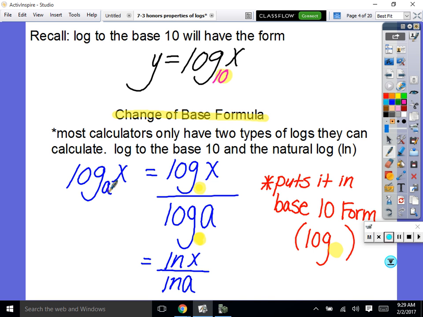If you have log to the base a of x, I'm going to put parentheses around x. You can rewrite it in base 10 by taking the log base 10 of x divided by the log base 10 of a. You see how they did log of x over log of a? So you can do that. It's just the change of base formula. They're equal, different forms. You can also use ln instead of log. Same thing. So log base a of x equals log of x over log of a. They're base 10, so there's technically a 10 in there, but it's not going to be written.